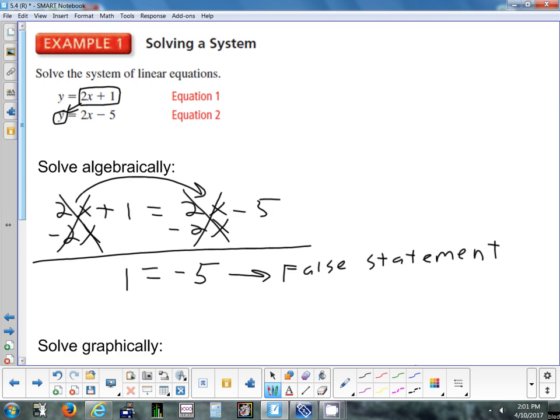Okay. False isn't the answer, though. That's just what this is called. This is a false statement. It's not true. It's false. So what do you think the answer is? No solution.